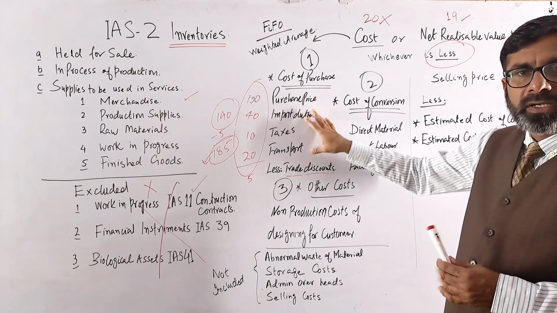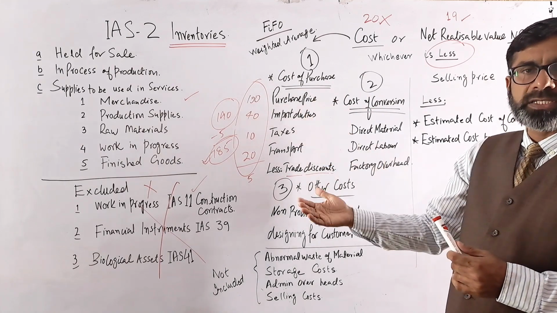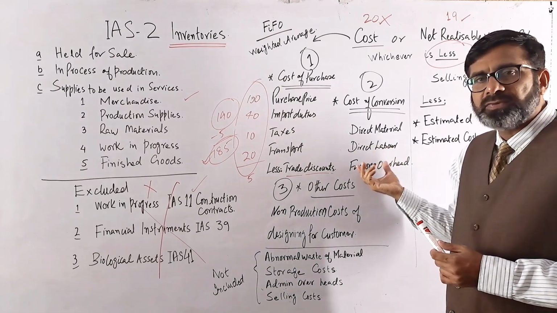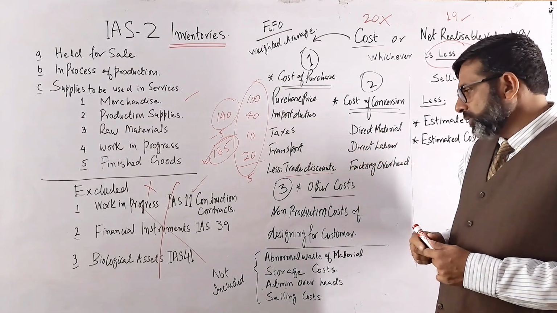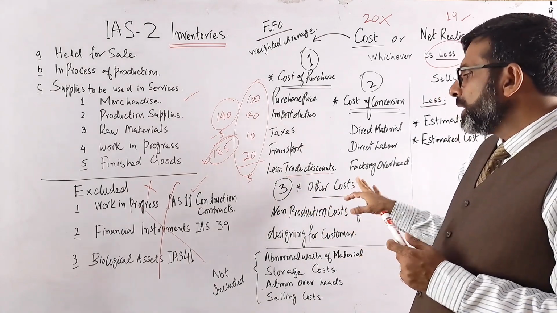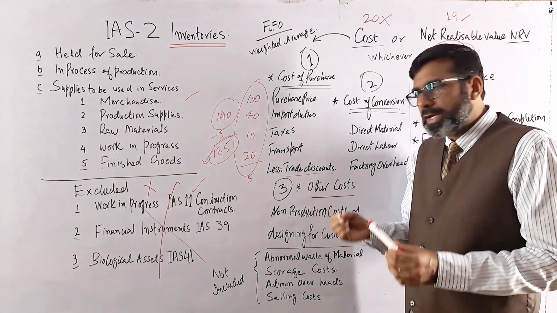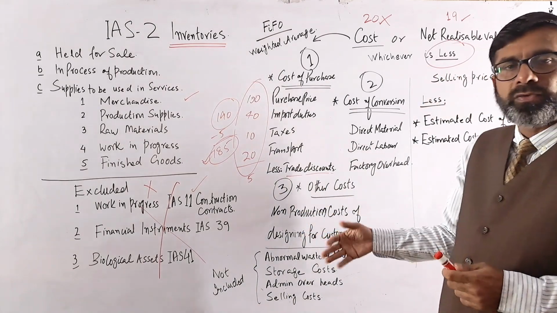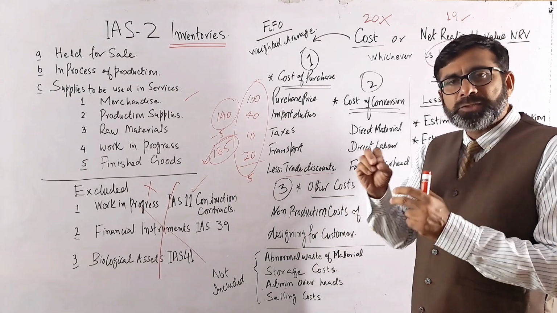This is mainly for merchandise purposes, when you are purchasing and selling. But this is for the work in process or the finished goods. Then there are also some other costs that we have to consider and add. There may be some non-production overheads for designing for a specific customer.